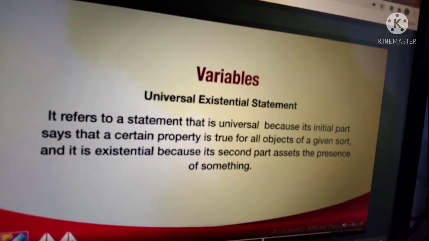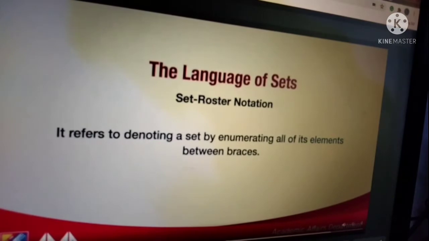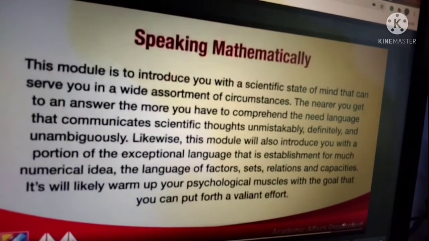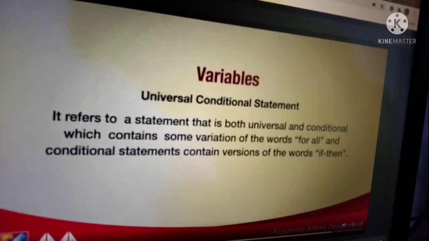Okay, medyo balikan natin yung unang part nung sinasabi niyang variables. Saan ba yun? The language of sets, meant for much numerical idea that you can put. Let us study variables. Okay, yung part na yan. Universal conditional statement. Variables. You are very much familiar with the word variable. Kasi yung variables, those are the letters that we are using in our computation.